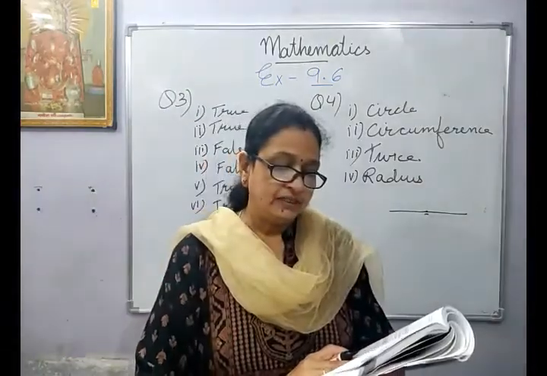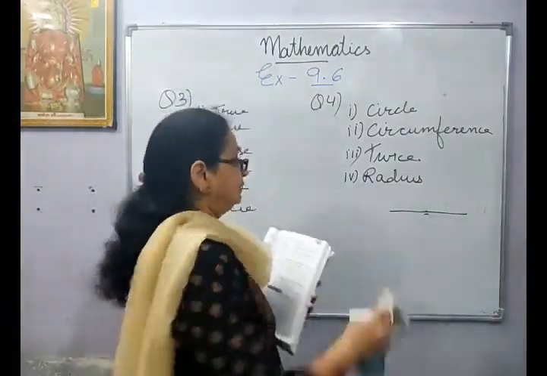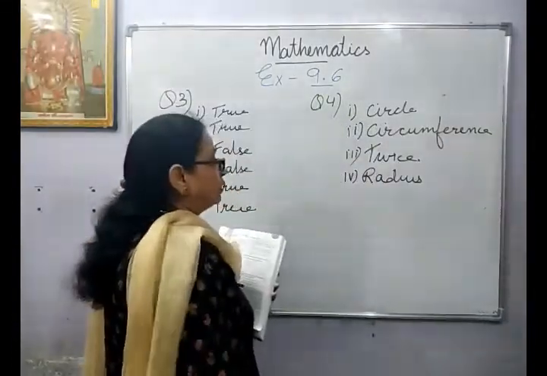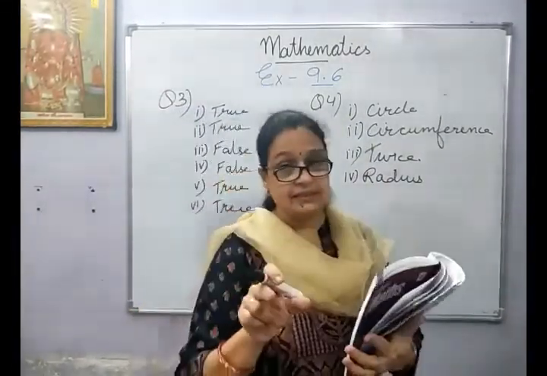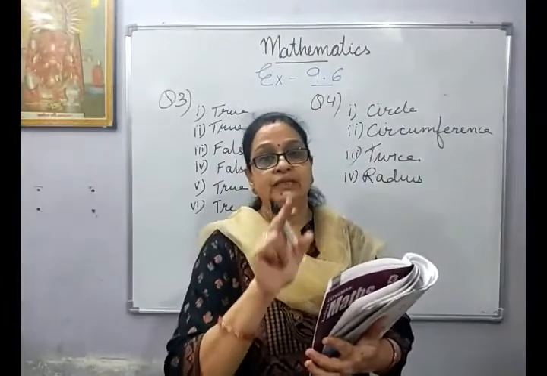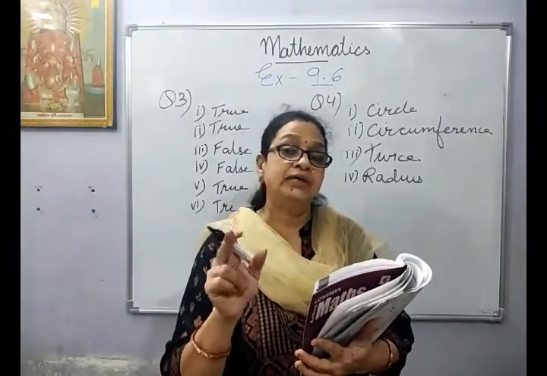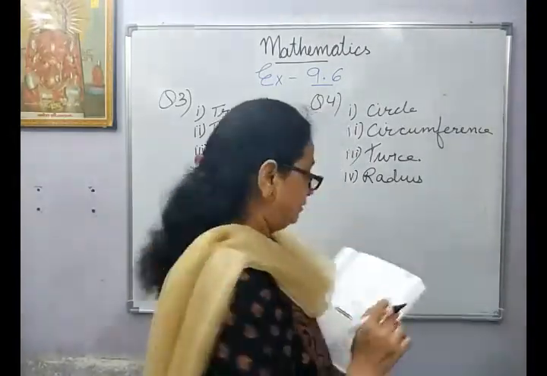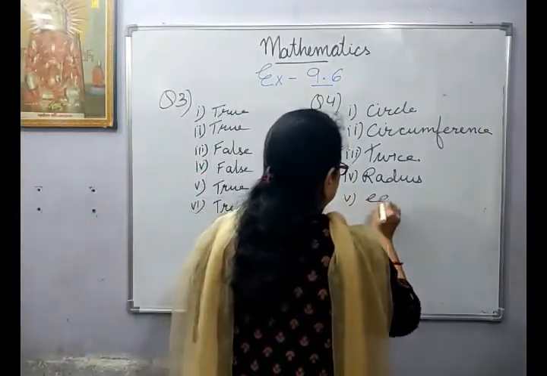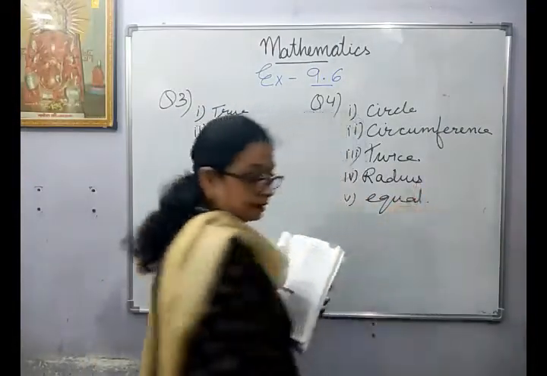All the radii of a circle are of equal length, because the definition of a circle is that all the points on the circle are at equal distance from the center. So your fifth one is equal. Clear?